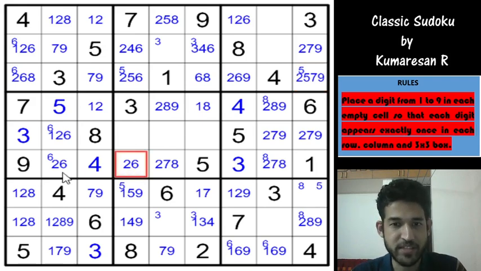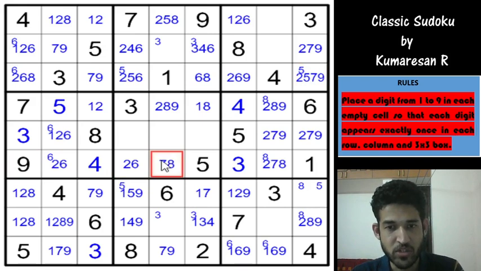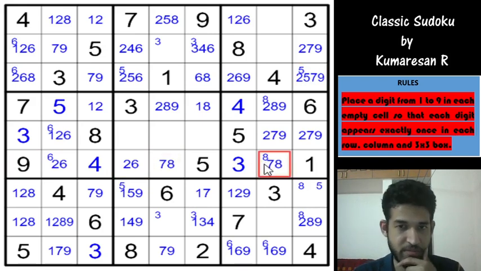Oh, I'm sorry guys, there is a straightforward pair here that we haven't noticed earlier. So there is a 2, 6 pair here, which means that this cell is not a 2. So that becomes 7, 8 and that becomes 7 and 8. And is that helping us somewhat?